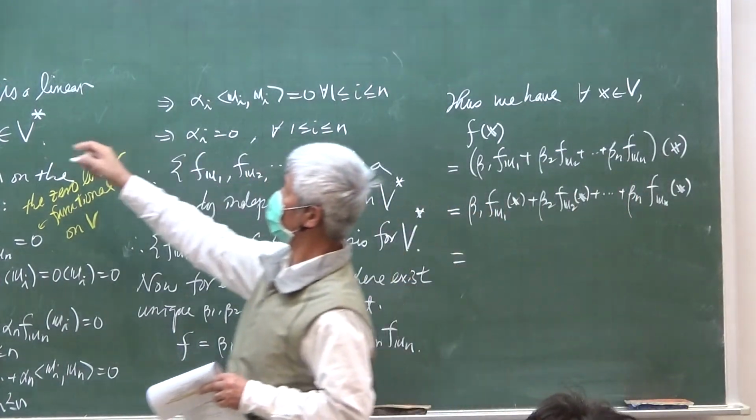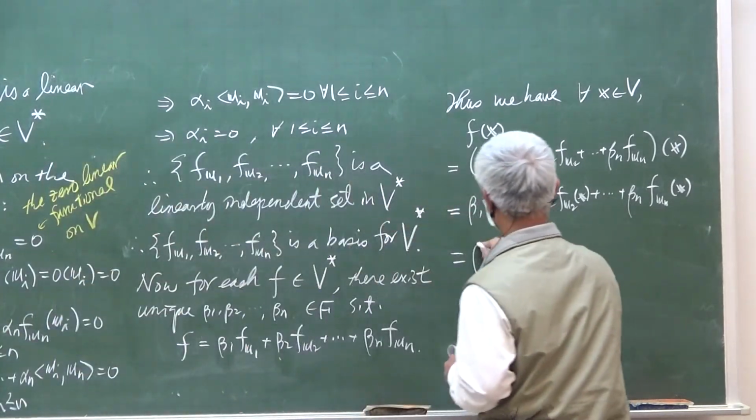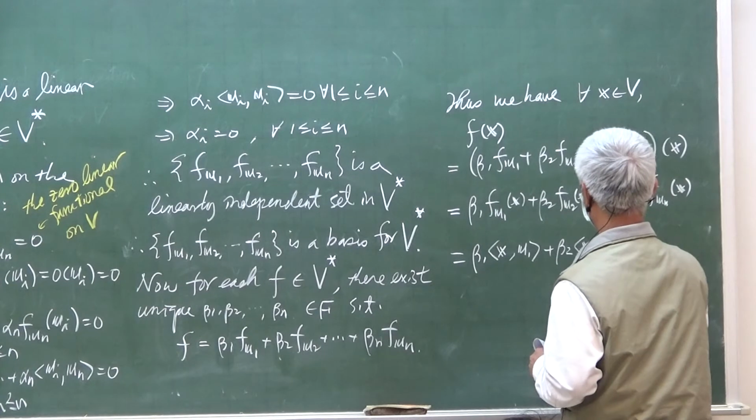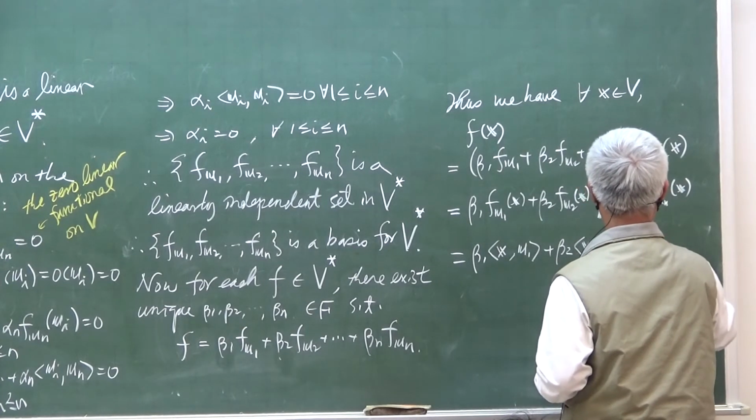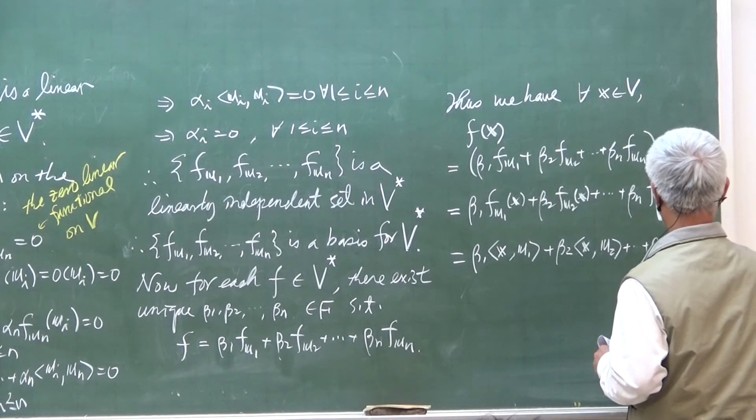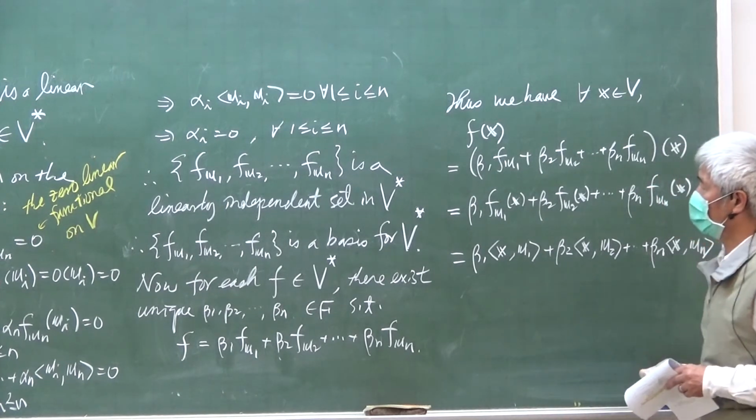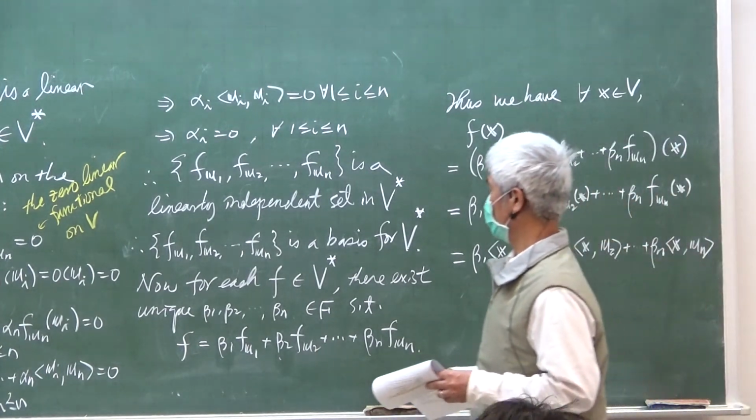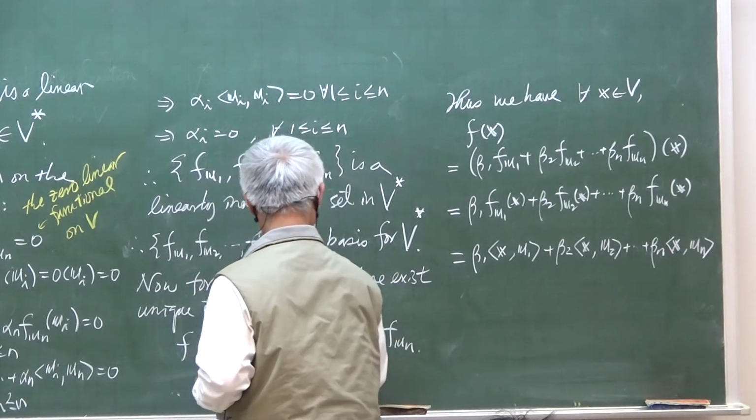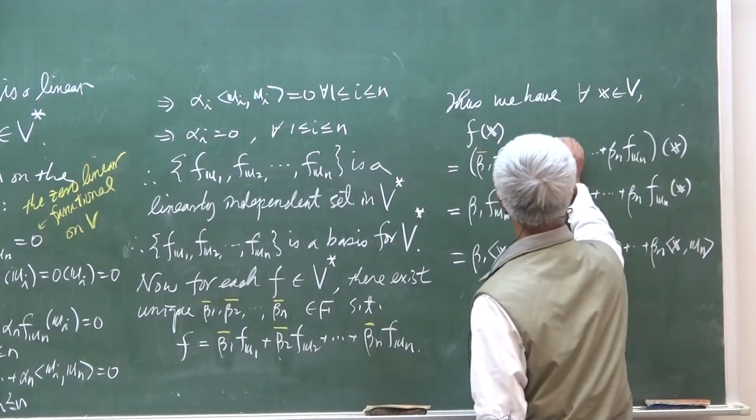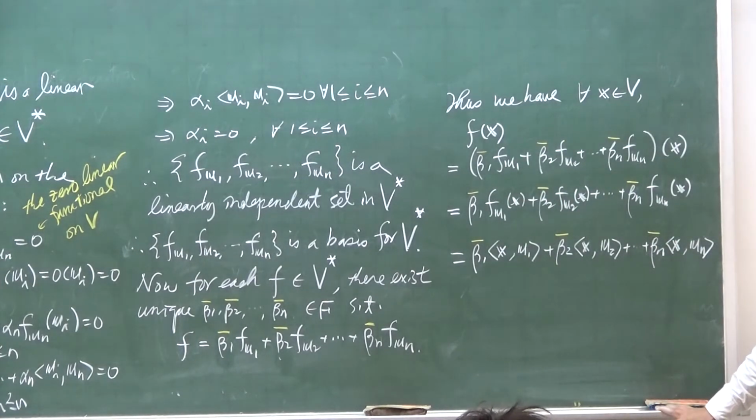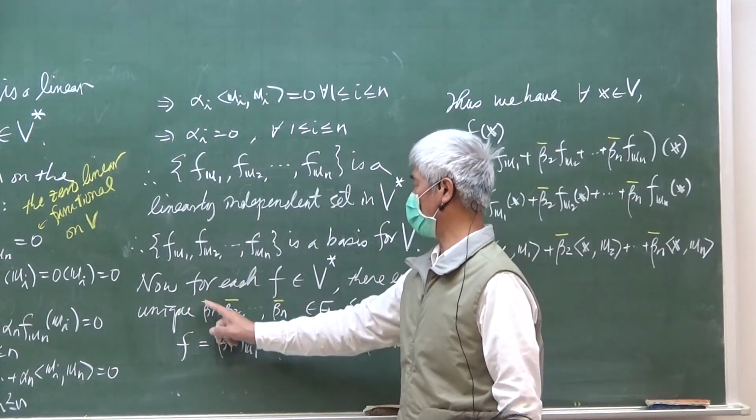Now, from the definition of f_ui, this is the inner product of x with u1 plus beta 2 x with u2 plus beta n f_un x with un. And I would like to put a bar there, the complex conjugate. It's just for my purpose. As a matter of fact, beta 1 bar, beta 2 bar, etc.